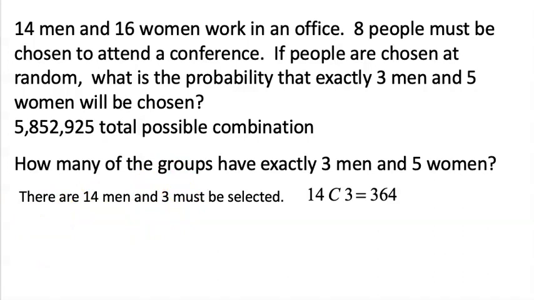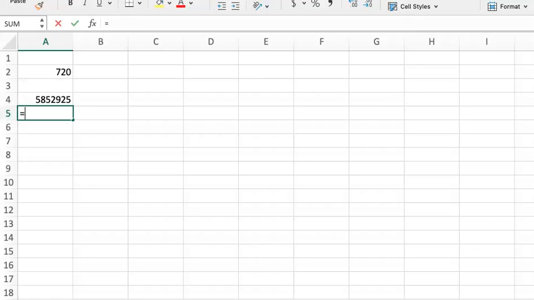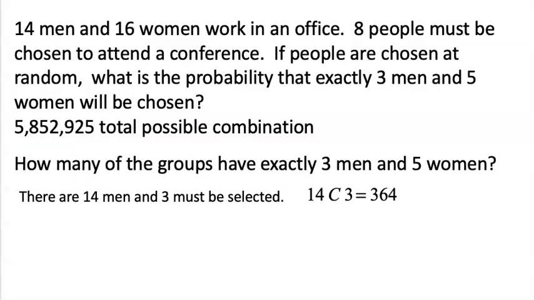I have 364. Again, you could do that on Excel. Just quickly show you that. Combin 14, 3 equals combin 14, comma 3. What do we get? Indeed, 364, which is what I have here.